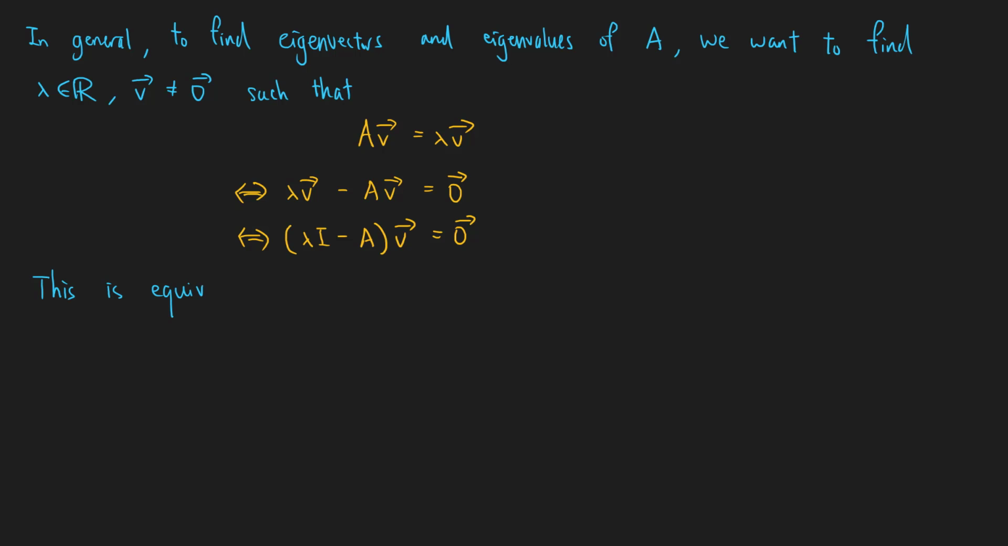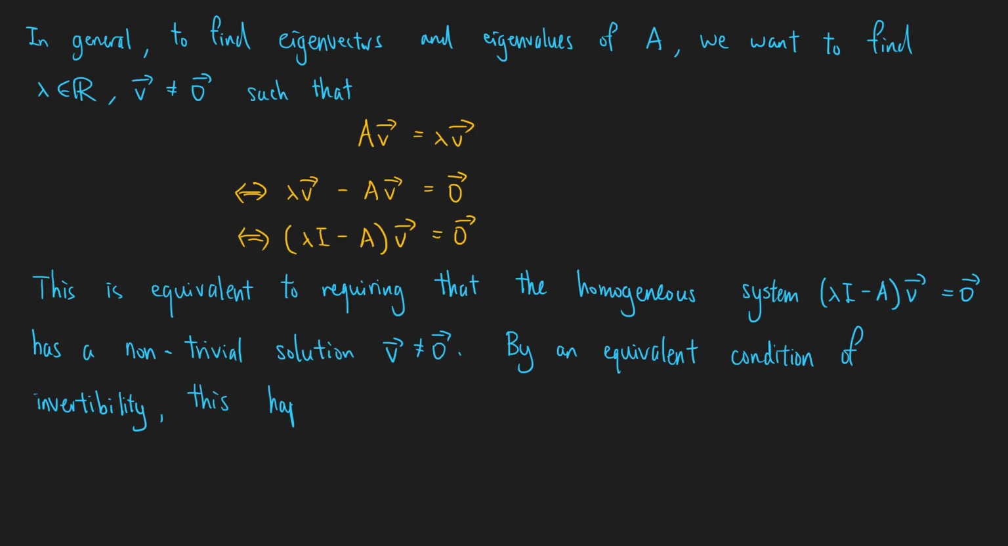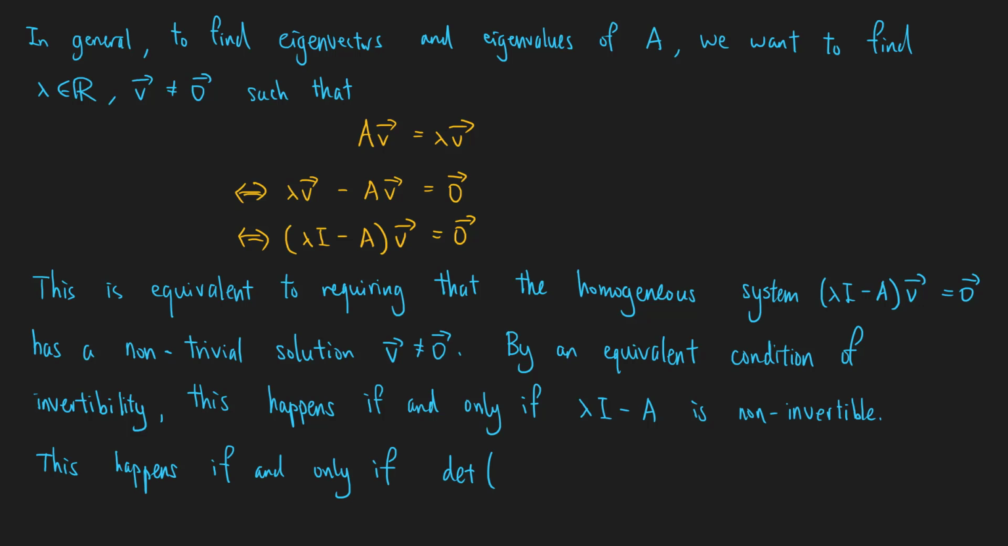This is equivalent to requiring that the homogeneous system (lambda times I minus A) times v equals 0 has a non-trivial solution v. By an equivalent condition of invertibility, this happens if and only if lambda I minus A is non-invertible. This happens if and only if the determinant of lambda I minus A equals 0. This motivates the following definition.